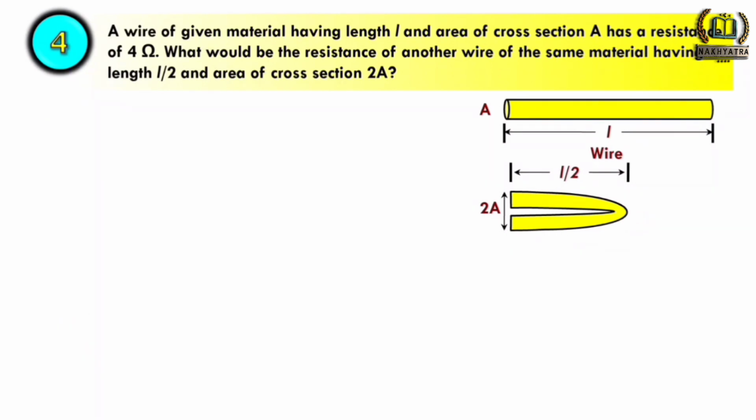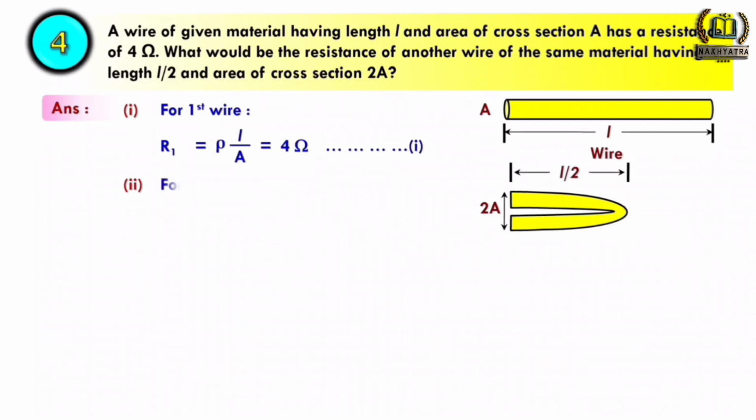So now for the first wire, R1 equal to rho into L by A equal to 4 ohm, because it is given in the question, 4 ohm. So mark it as equation 1. Now for the second wire, R2 equal to rho into L by 2 by twice A.